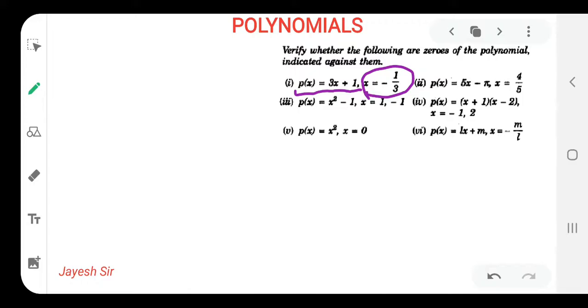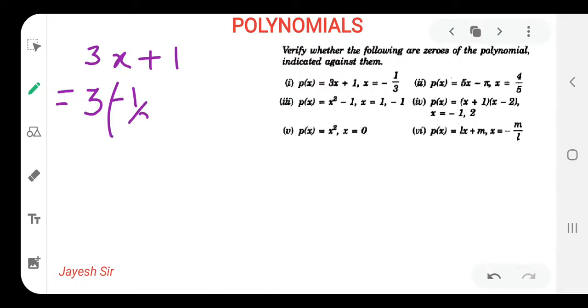Again I am repeating, after putting the value of x in the polynomial equation, if we get our result as 0, then we can say that it is a zero of the polynomial. I hope you all might have understood. You will get the detailed idea after solving the sum. So let's begin with our first sum. Our first sum is 3x plus 1. In this we have to put the value of x as minus 1 upon 3. Here I am putting the value of x.